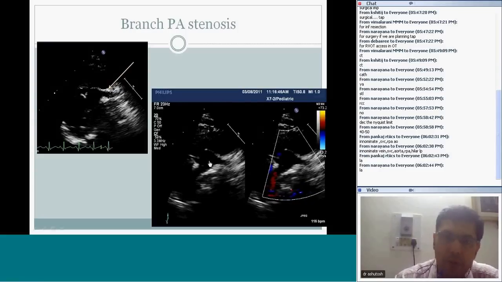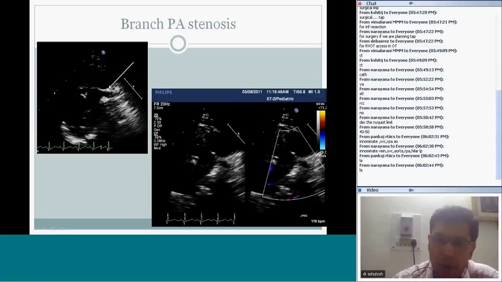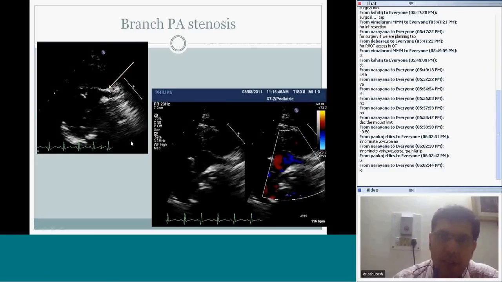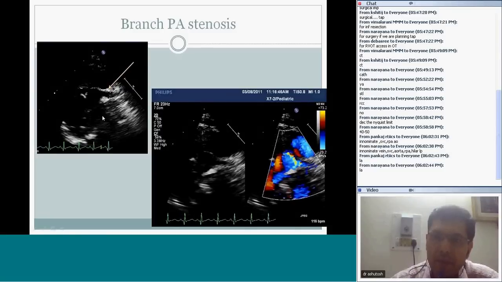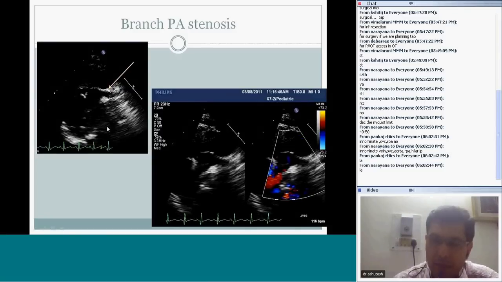This video here in color and black and white shows the difference between the two pulmonary arteries, and there is origin stenosis of the left pulmonary artery.